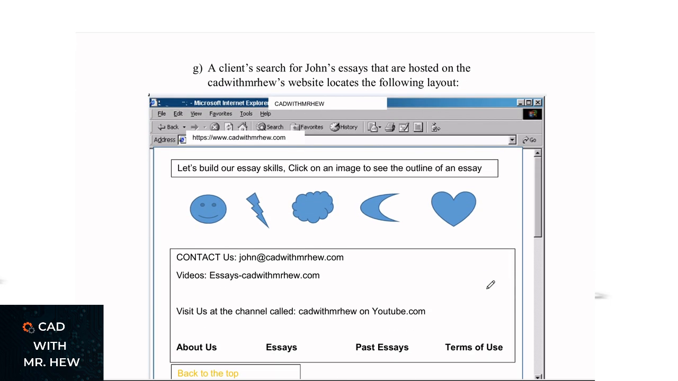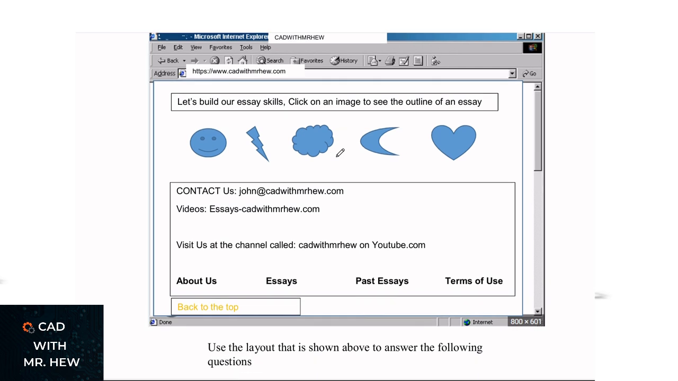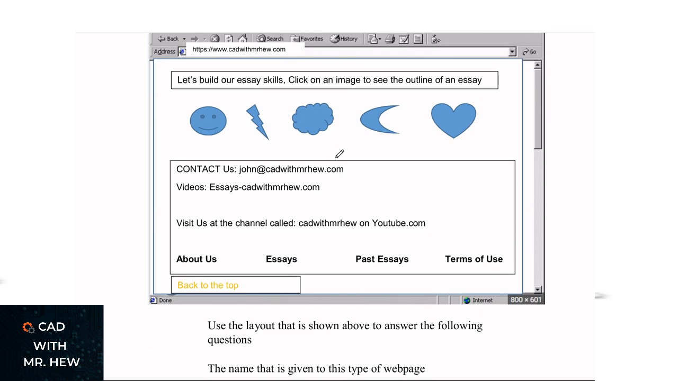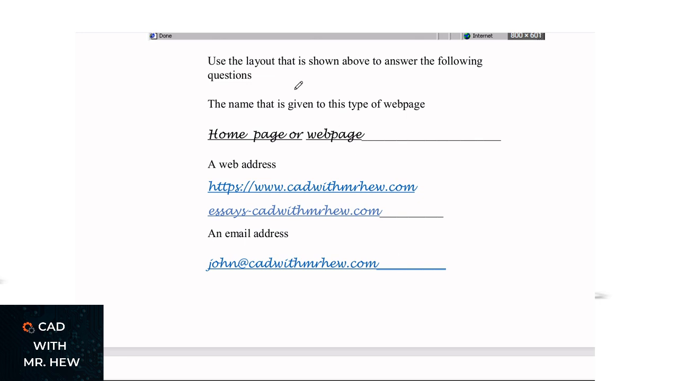Okay, here we have another question. So it says John's essays are hosted on the CAD with Mr. Hughes website, and a search was done by a client and it produced this page, right? This web page. So what it is saying is use the layout that is shown above to answer the questions below. All right. So it says the name given to this type of web page. The correct answer is a home page or web page.